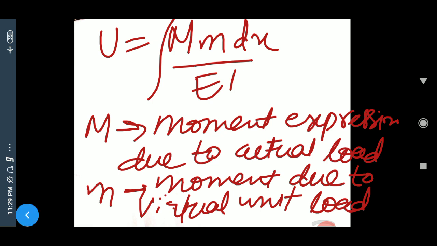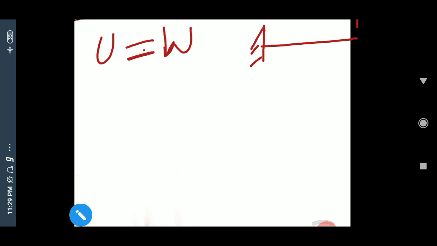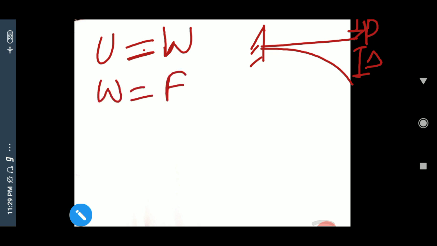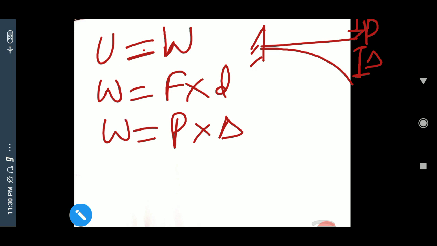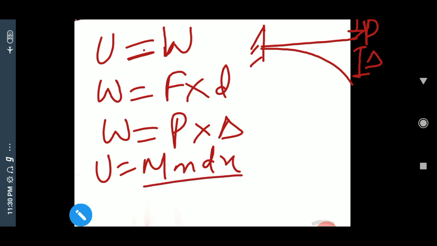Now if we move further, then we know that strain energy is equal to work done. So if in that beam the beam gets deflected by an amount of delta, then what is the work done? Work done is force into displacement. What is the force over here? Force is P and displacement is delta. So this is the work done, and U is equal to W, and we also know that U equal to the integral of Mm dx by EI.